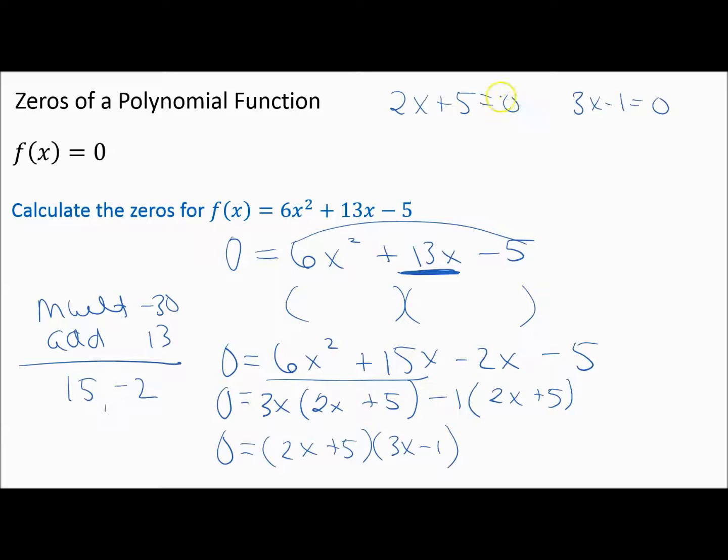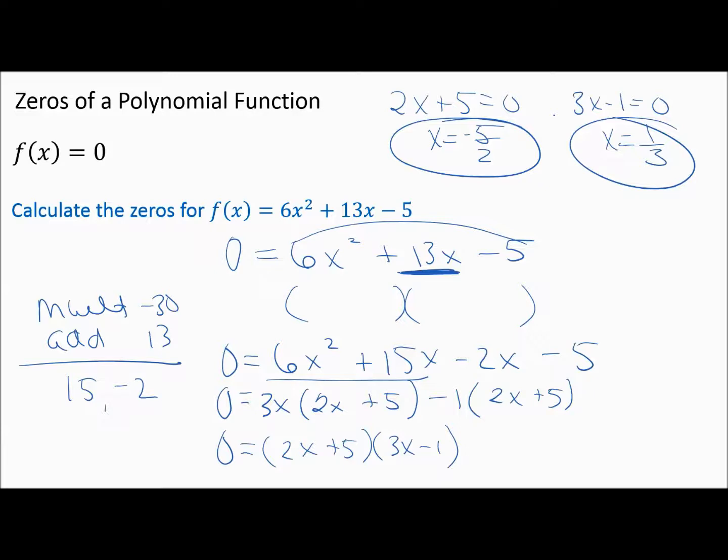Okay, so I'll subtract 5, divide by 2. That gives me x is negative 5 halves. And then I add the 1, divide by 3. That gives me x is 1/3. So this is solving two linear equations, which I know you're familiar with as well. Okay, now let's practice more of these. The more of these you see, the more comfortable you'll feel.